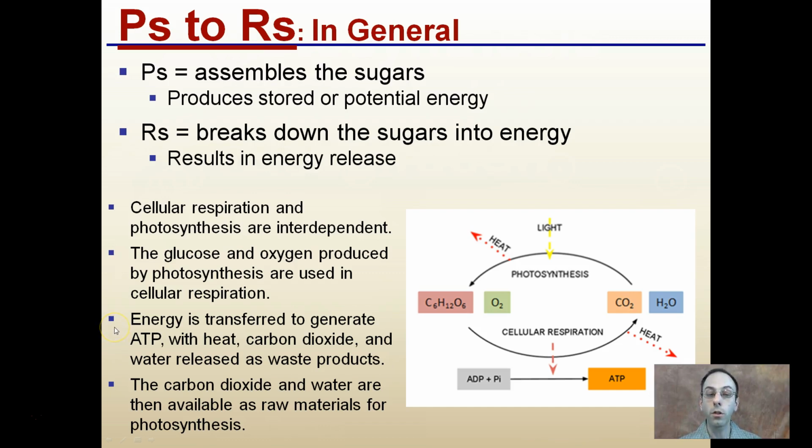The energy is transferred to generate ATP with heat. Carbon dioxide and water is released as a waste product. The carbon dioxide and water are then available as raw materials for photosynthesis.